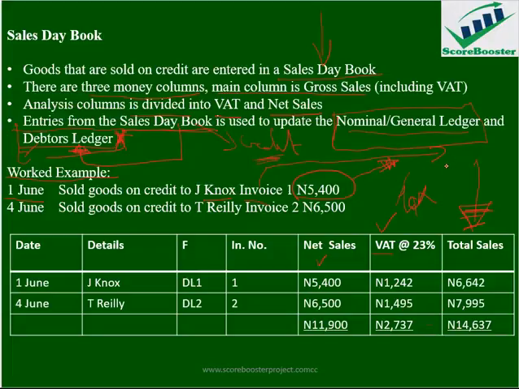It will give us the details of the transaction. The invoice will also tell us the gross. It will tell us the VAT element, and it gives us the net. So if the net amount in the invoice is this one, which is ours, that is what we have here. You can see we have June 1 details.